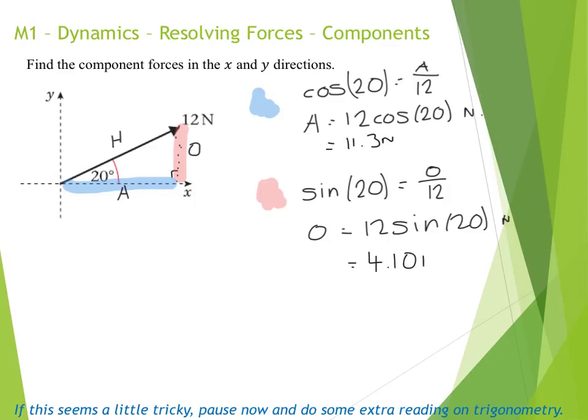4.10 newtons. Knowing that this is a right angled triangle, the two components, when squared, should sum to the square of the total. So just to check that quickly now, 11.3 squared plus 4.1 squared, and we're just checking that that's equal to 12 squared. Bearing in mind there's going to be some small rounding errors, that's equal to 144.5, which is very close to 12 squared, so we can assume that we've managed to do these calculations correctly.